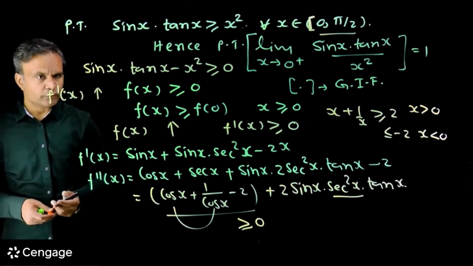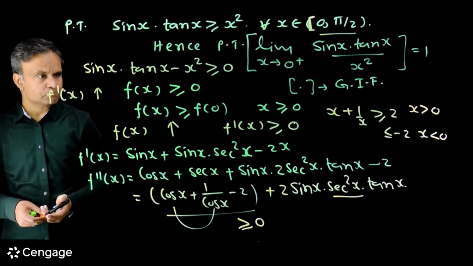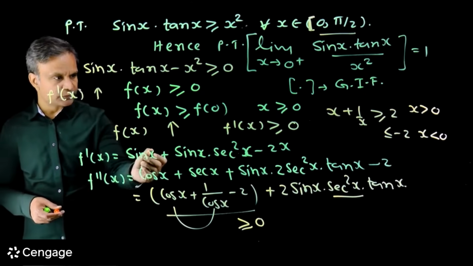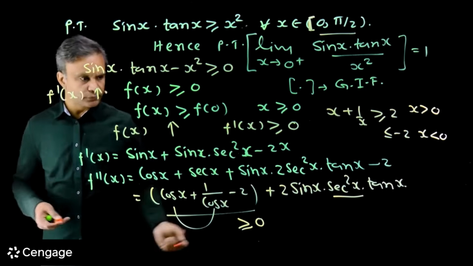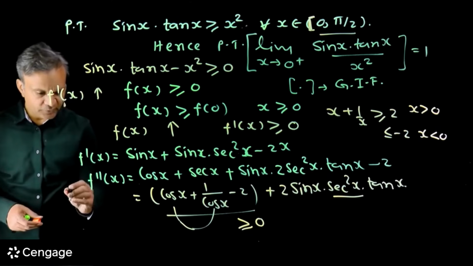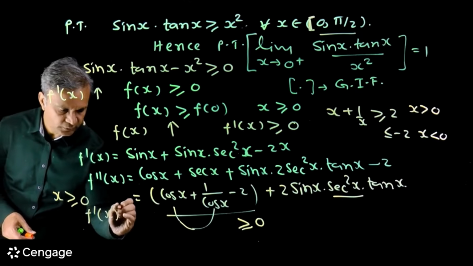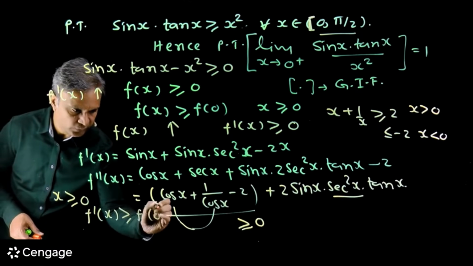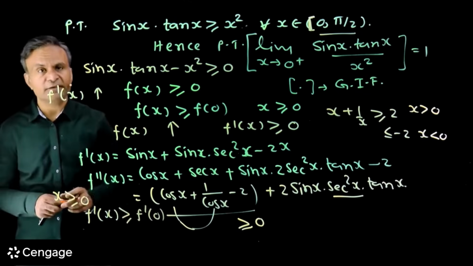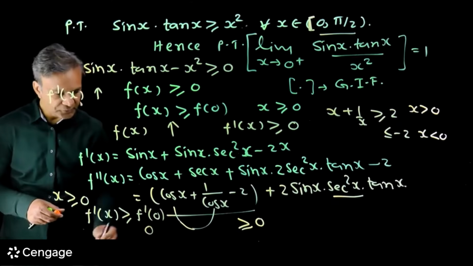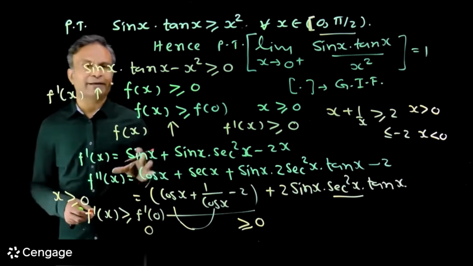And what is the value of f dash 0? f dash 0 is 0 plus 0 minus 0, which is 0. That means for x greater than or equal to 0, we have f dash x greater than or equal to f dash 0, where f dash 0 is 0. So we have now f dash x greater than or equal to 0.